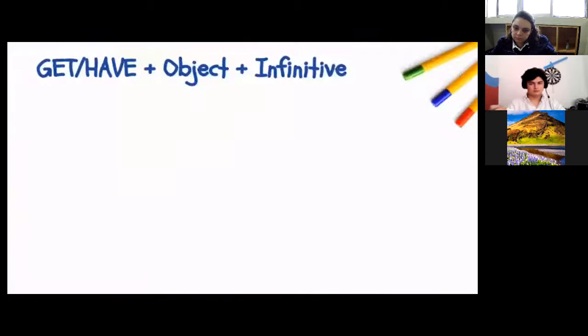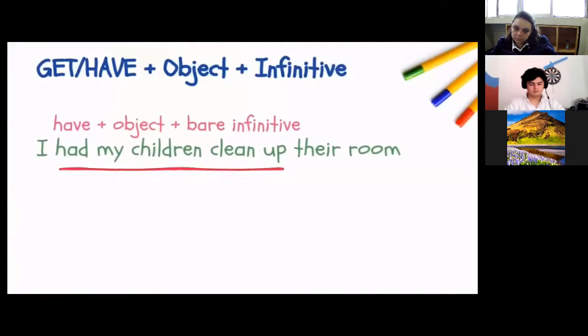Here we can see another causative pattern. It consists of the verb have or get plus object plus the infinitive. When we use have, the infinitive goes without to. For example, I had my children clean up their room.